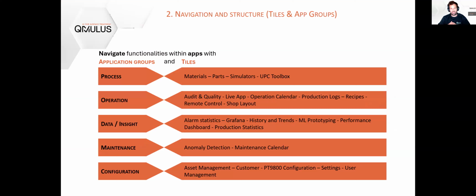For example, process has materials, parts, simulators. Operation has audit quality, live app, production logs, for example, which we will cover today. We have remote control. In data insight, we have alarm statistics. We have Grafana, which is self-service dashboarding. We have history and trends, ML prototyping, maintenance. We have anomaly detection, configuration, asset management, for example, settings, user management. Yeah, you can just read it, and you will see it later on in the live version anyways.